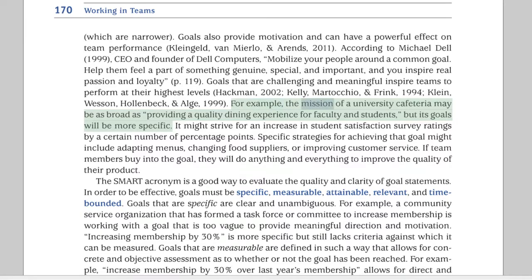For example, the mission of a university cafeteria may be as broad as providing a quality dining experience for faculty and students, but its goals will be more specific.